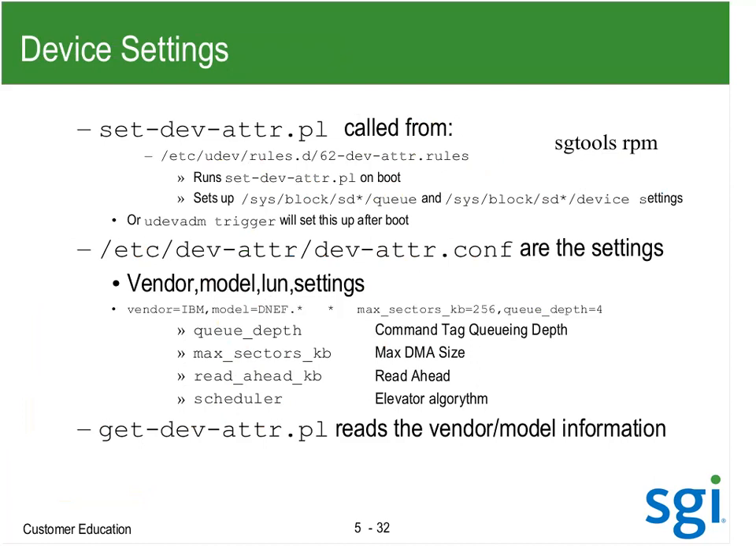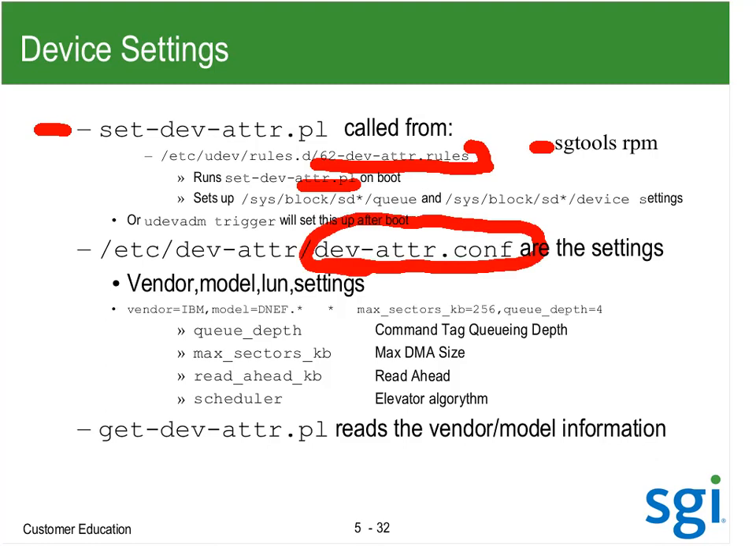So this is how the device driver and the SCSI block layer are tuned. This is an SGI-specific package, and it's going to run a script when we boot the system in rules.d. There's a dev.attr.rules script. By the way, it's in the SG Tools RPM. It runs this Perl script on boot and basically reads the settings out of this file and then writes them into the sys file system. Now I'm going to come back to this as a demo tomorrow morning. So this dev.attr.conf file is how I can adjust things at the driver level.